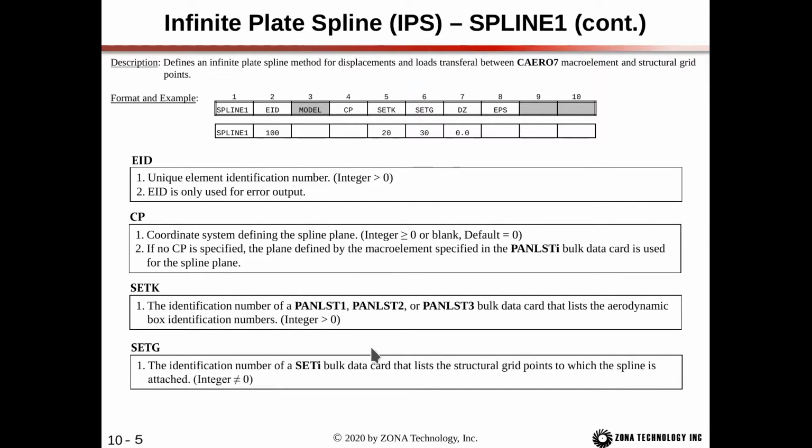Next, we have the set G field. This refers to the set 1, set 2, or set add bulk data cards to list the structural grid points to which the spline is attached. And then we have the DZ and the EPS on the next slide.